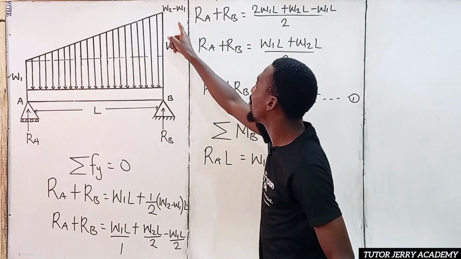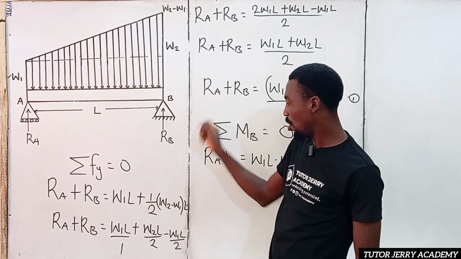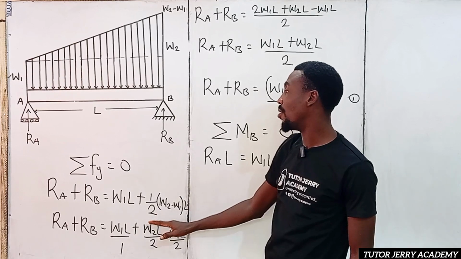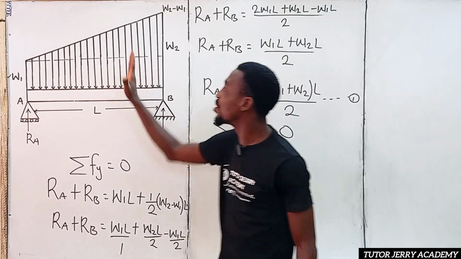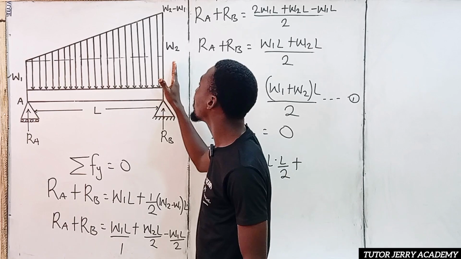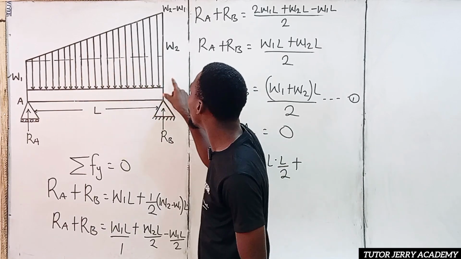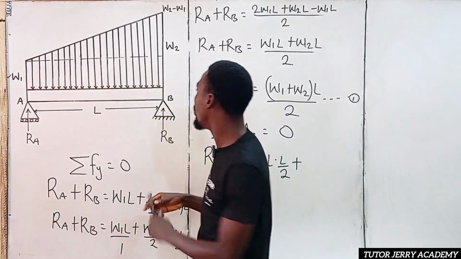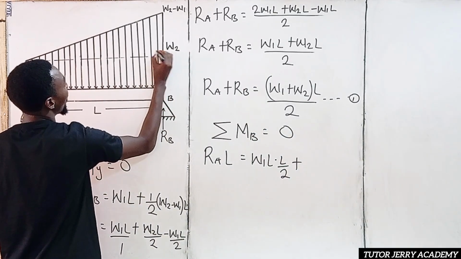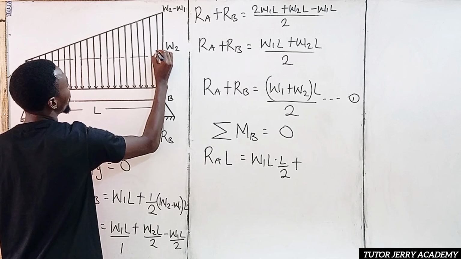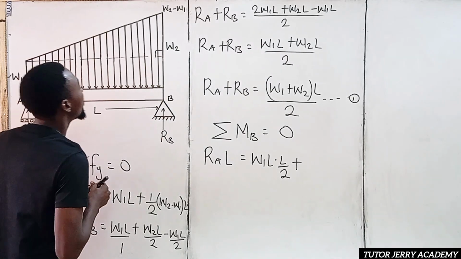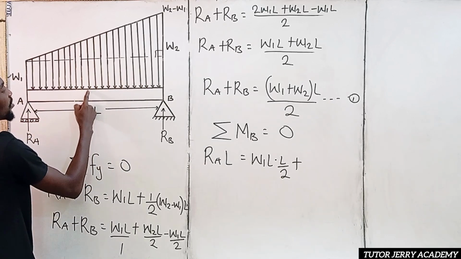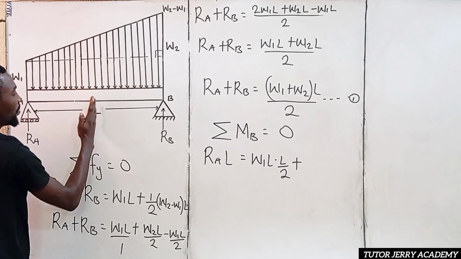So now, when we convert this uniform varying load to a point load, we have what? Half into what? W2 minus W1 multiplied by L over what? Over 2. Alright, so now that is going to act at what? At a distance of L over 3 away from the what? From the hypotenuse side. If you look at this place, we are going to have a right angle here, right? We are going to have a right angle here. So if we say L over 3 away from here, L over 3 will probably be at somewhere around here.